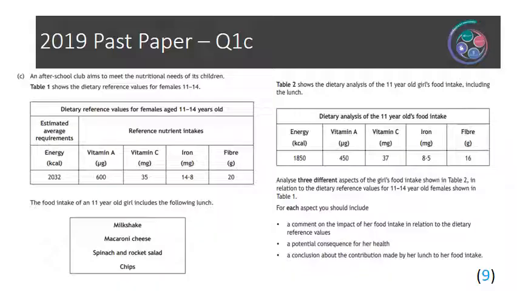Analyse 3 different aspects of the girl's food intake shown in Table 2 in relation to the dietary reference values for 11 to 14-year-old females shown in Table 1. For each aspect, you should include a comment on the impact of her food intake in relation to the dietary reference values, a potential consequence for her health, and a conclusion about the contribution made by her food intake. Now pause the video and attempt this question on your own. Make sure you use HICS, higher or lower, impact, consequence, and snack contribution to help you answer this question fully.